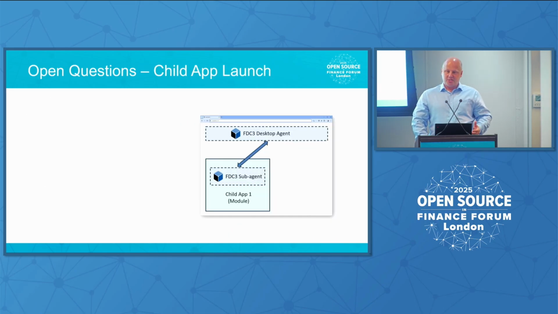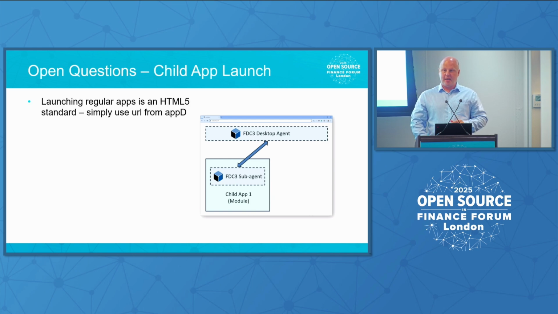Other questions relate to the launching of child apps. Just stepping back slightly, if you think about regular apps today, when you have an FDC3 desktop agent that needs to spawn or launch a regular app, it can simply look up the URL for that app from the FDC3 app directory, and it can use that URL on a window URL or an iframe source, and that's all it needs to do.